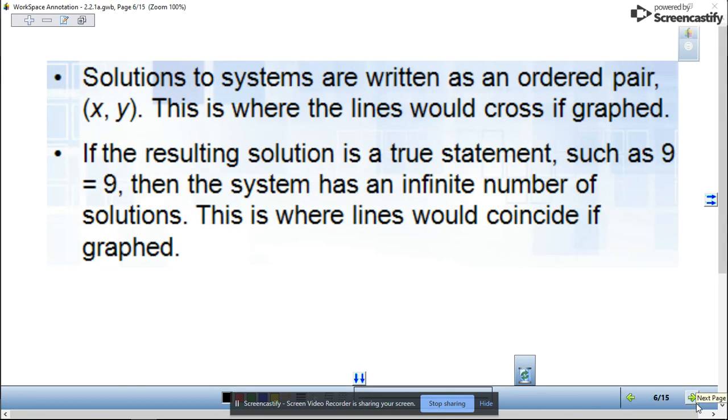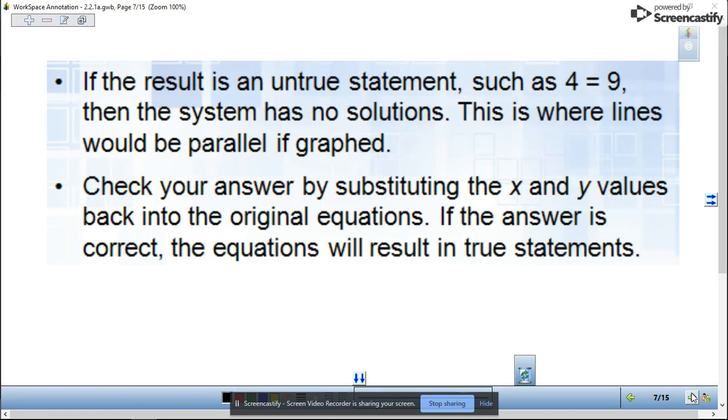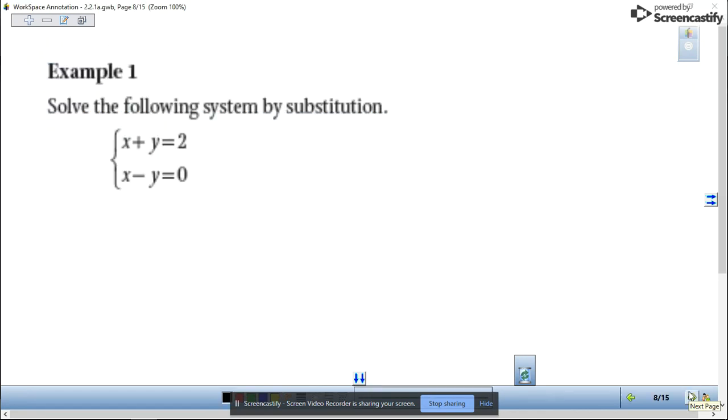Elimination is going to work much the same way except you're canceling out one of the variables. Solutions are written as an ordered pair x, y. If you get a statement such as 9 equals 9, all the variables cancel out and are gone, then that would be infinitely many solutions. And if you get a non-true statement such as 4 equals 9, that means there's no solution, the lines are parallel. Okay, check your answers by substituting x and y back in. And let's take a look.